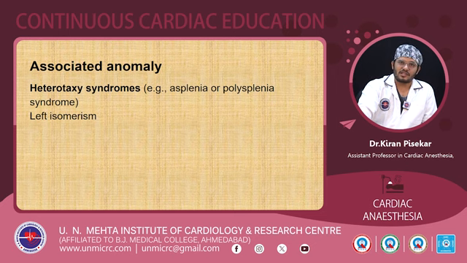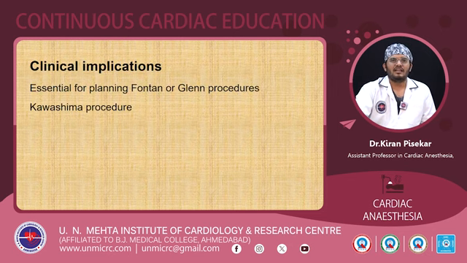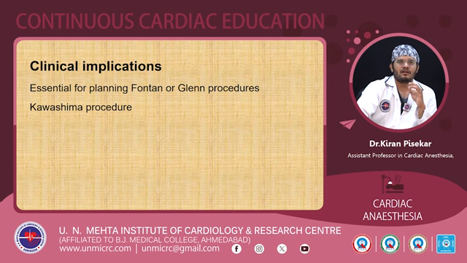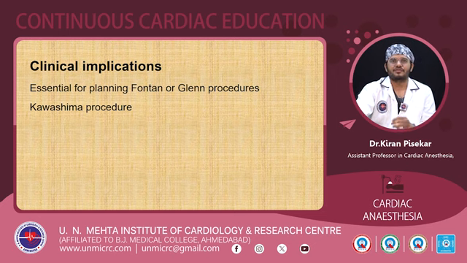Associated anomalies with this are heterotaxy syndromes, which can have asplenia or polysplenia, and left isomerism, which is out of this lecture. The clinical implication is seen when a patient with single ventricle is posted for Glenn or Fontan procedure. In this, we cannot go ahead with the Fontan procedure because the IVC is interrupted. So the Kawashima procedure is done. In this, BDG is done without ligating the azygos, because the IVC is interrupted and it drains into the azygos. So if we ligate the azygos vein in this patient, then it can be very dangerous.